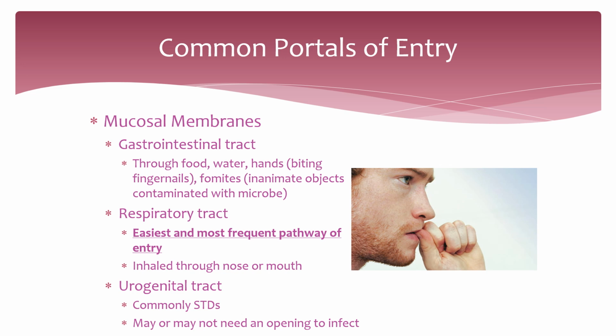The respiratory tract and the urogenital tract, those are other big ways, but between the two, I want you to focus on that second one, respiratory tract. That is the number one most common portal of entry because it is the easiest and most frequent pathway for a microbe to enter our system.